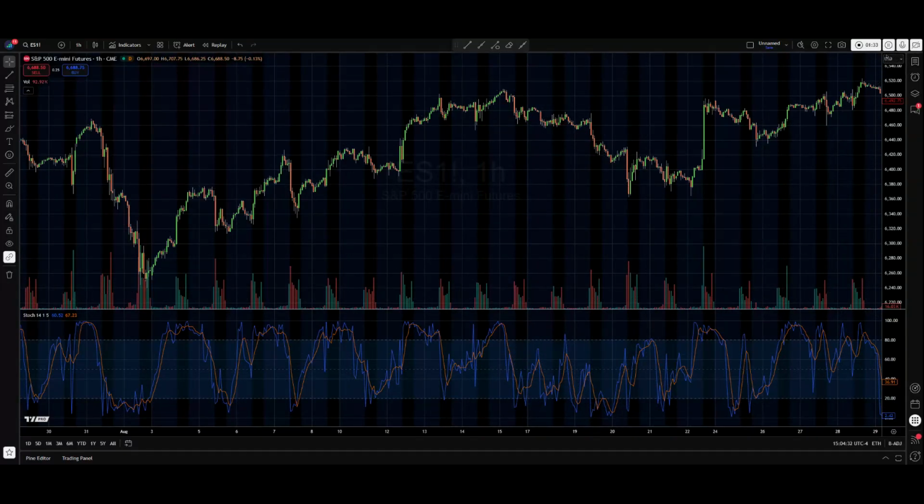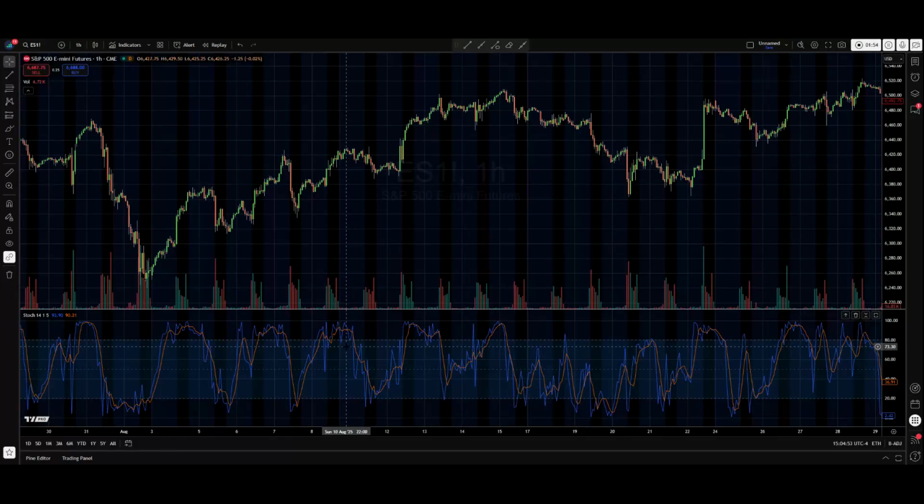The second line that we have available to us is called the percent %D, and here it's shown in orange. The percent %D is simply a simple moving average that helps smooth out the noise and acts as a signal for potential trade opportunities, similar to what you might see with the MACD crossover.